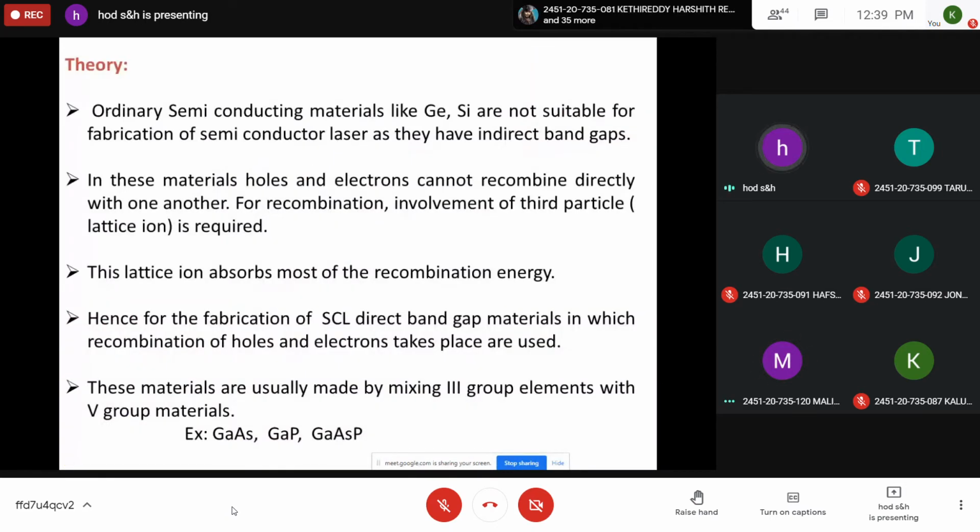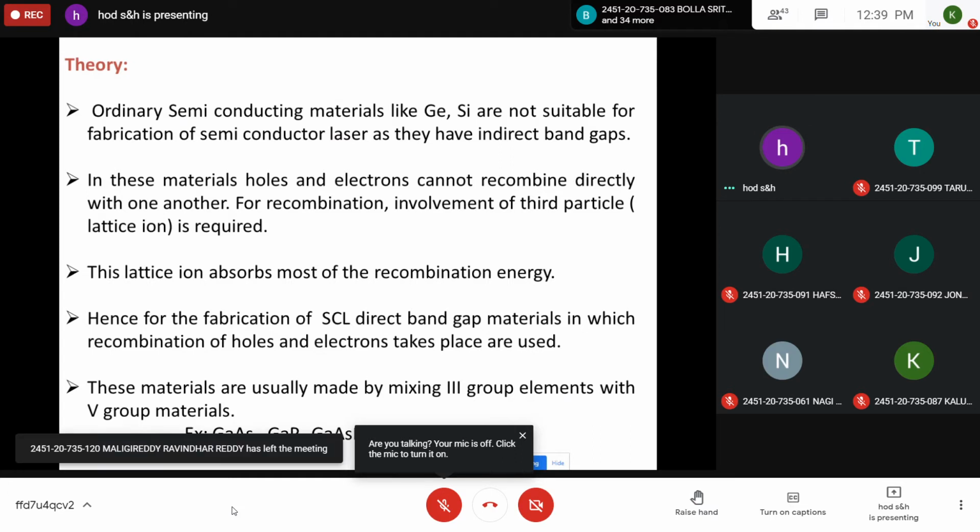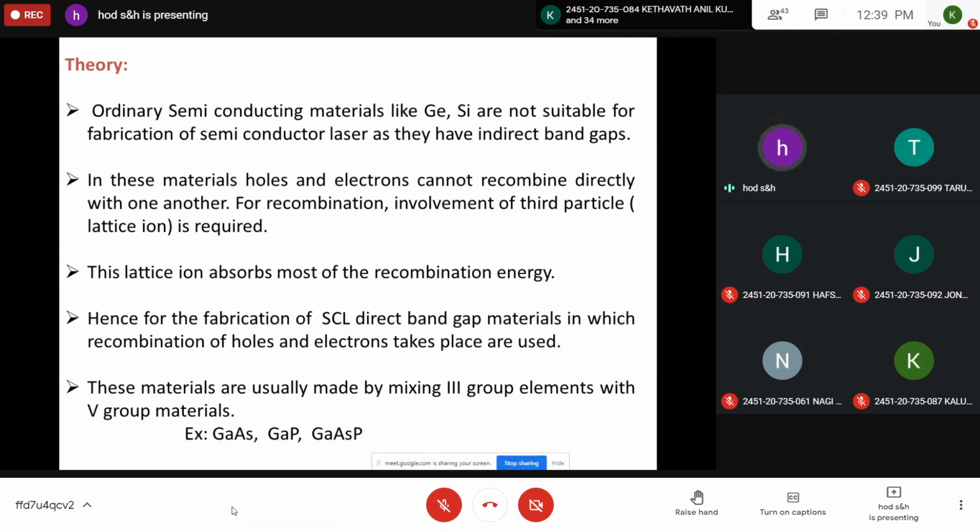So this is the theory. As I said, it is a recombination of electrons and holes for a PN junction diode under forward bias voltage. But here, the ordinary semiconducting materials like germanium and silicon are not suitable for the fabrication of semiconductor lasers because they have indirect band gap. So what is indirect band gap?